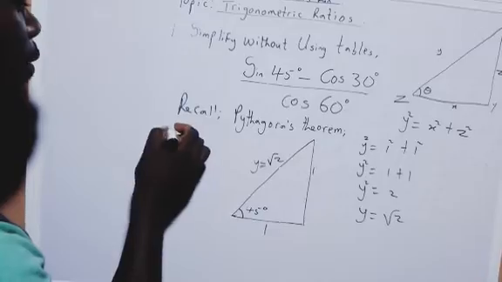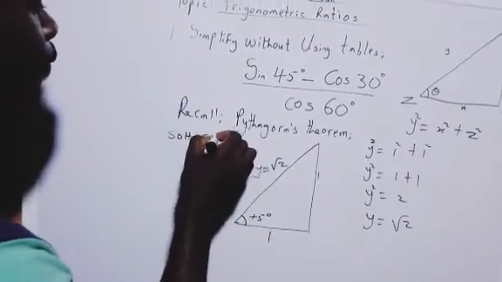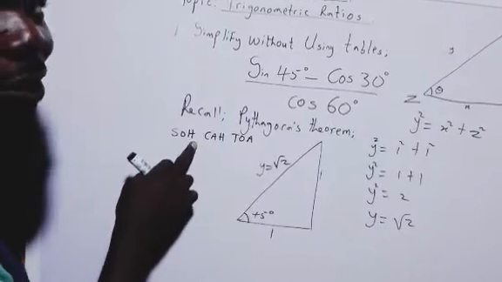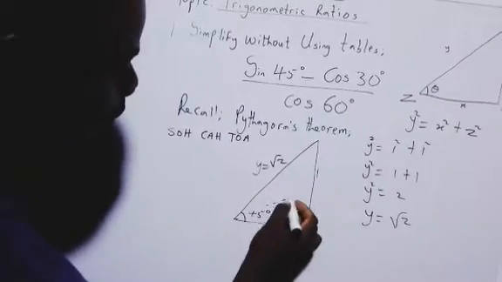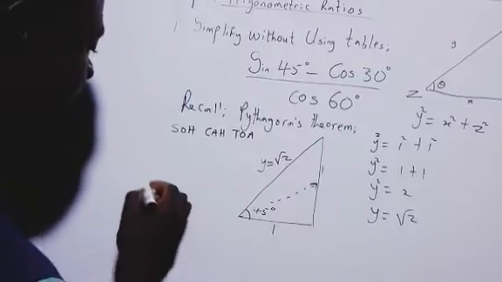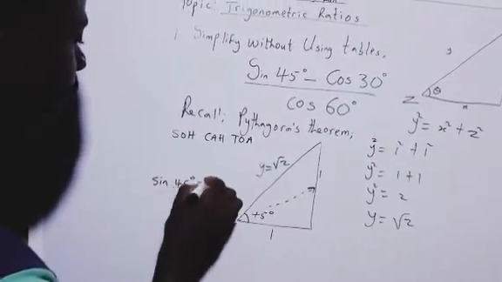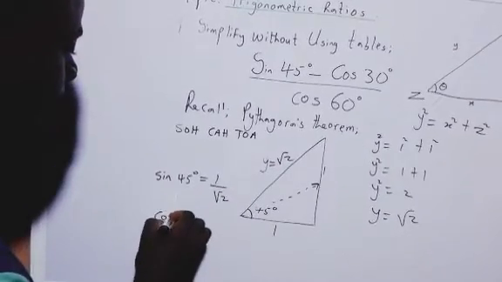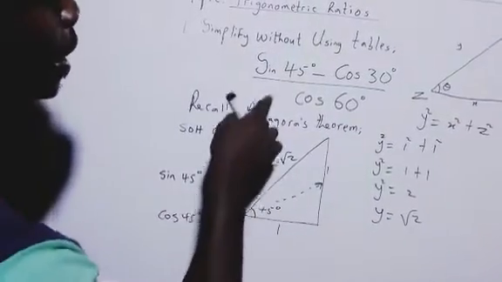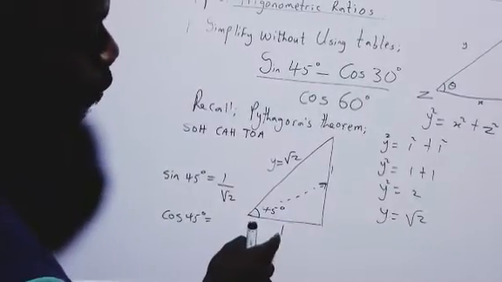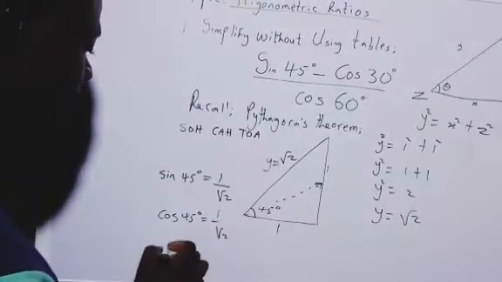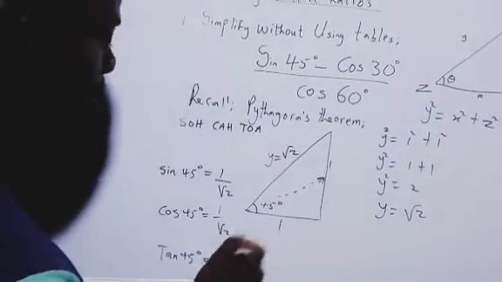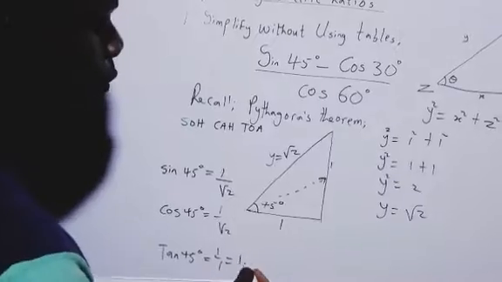Remember our SOHCAHTOA. Sine is opposite over hypotenuse. This is the opposite. Sine 45 degrees is equal to opposite over hypotenuse. Then the same thing, cos 45 degrees is equal to adjacent over hypotenuse, 1 over root 2. Then tan 45 degrees is equal to opposite over adjacent, 1 over 1, which is equal to 1.